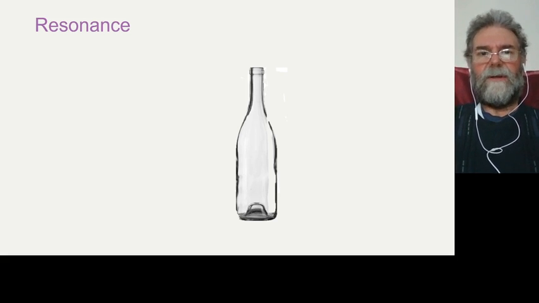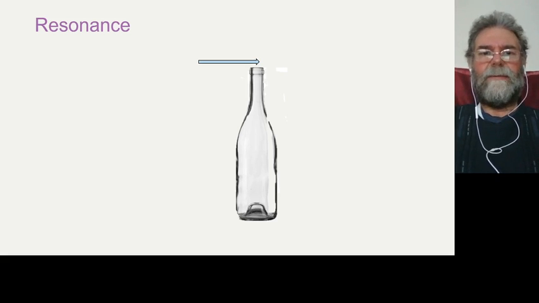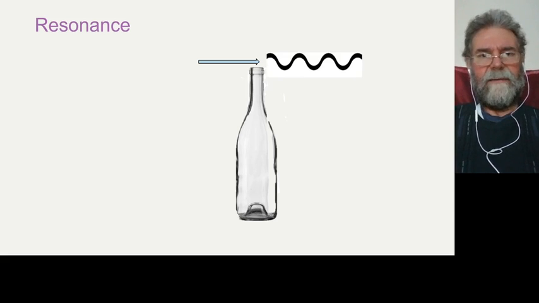If you take a bottle and you blow at the right angle a stream of air across the top of that bottle, you have to get the angle right, but what that does is it creates a note. Now, what's going on there?